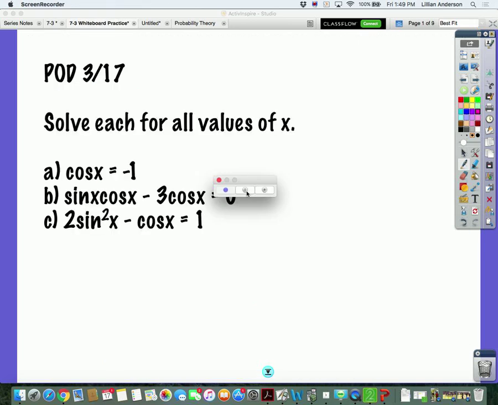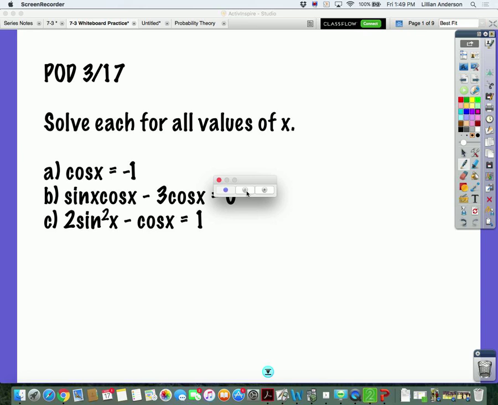All right, so looking at C. C is another one that you can factor, but it's a tad bit different. Why would I say that it's a tad bit different? Because it has a sine and a cosine. You have two different trig functions. But is there a way to rewrite one of them so that it has the other trig function?